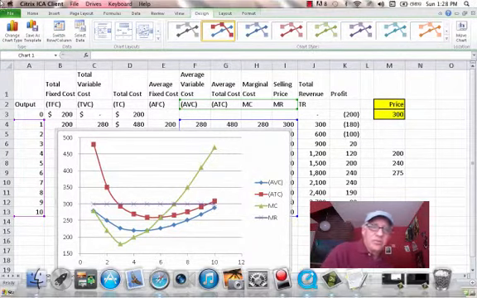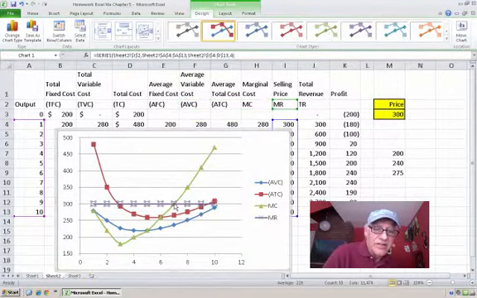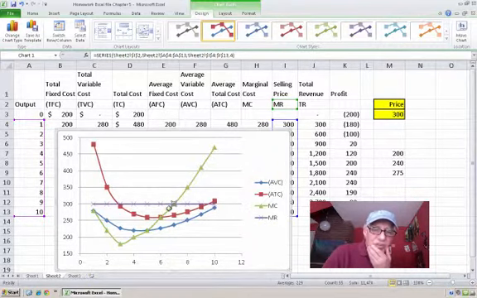But here's the key point where marginal revenue equals marginal cost. This is the key point, right? Where the green line here meets the MR. This is our important point to look at. This is where we should be producing at.